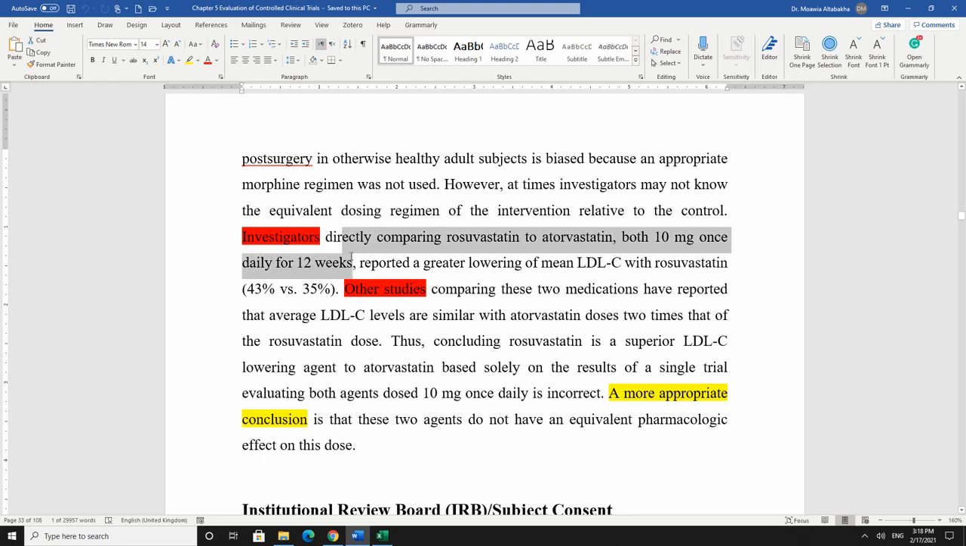Okay, so what should the conclusion of this trial be? A more appropriate conclusion, when I compare 10 milligram each of atorvastatin and rosuvastatin once a day, both were the same. What should be my conclusion here when I say 43 and 35? The more appropriate conclusion should be that these two agents do not have an equivalent pharmacologic effect on this dose. At this dose, they are different in effect, but I cannot say one is better than the other. Okay?